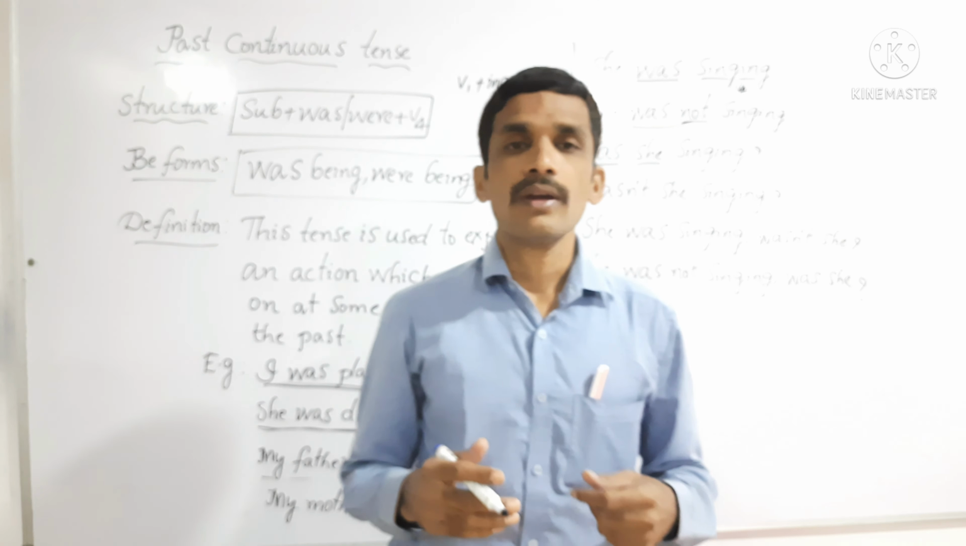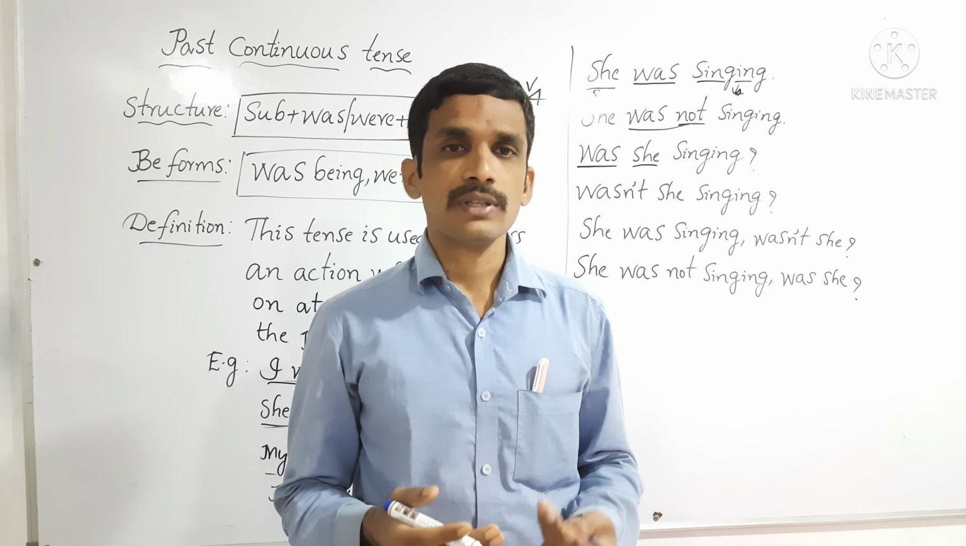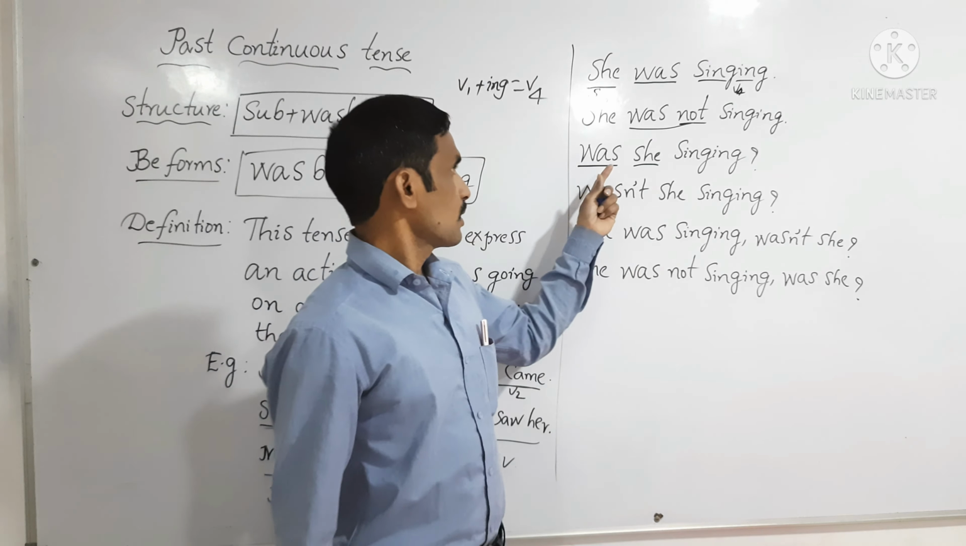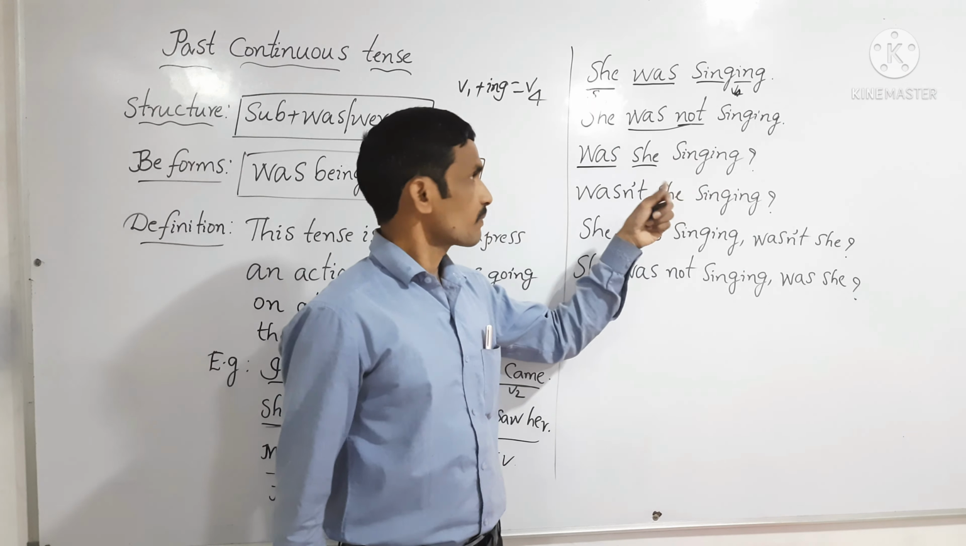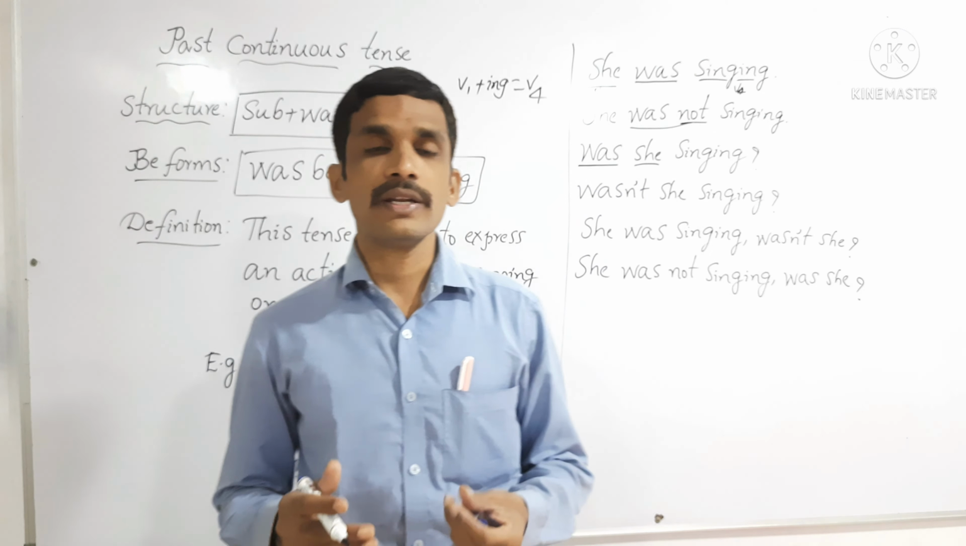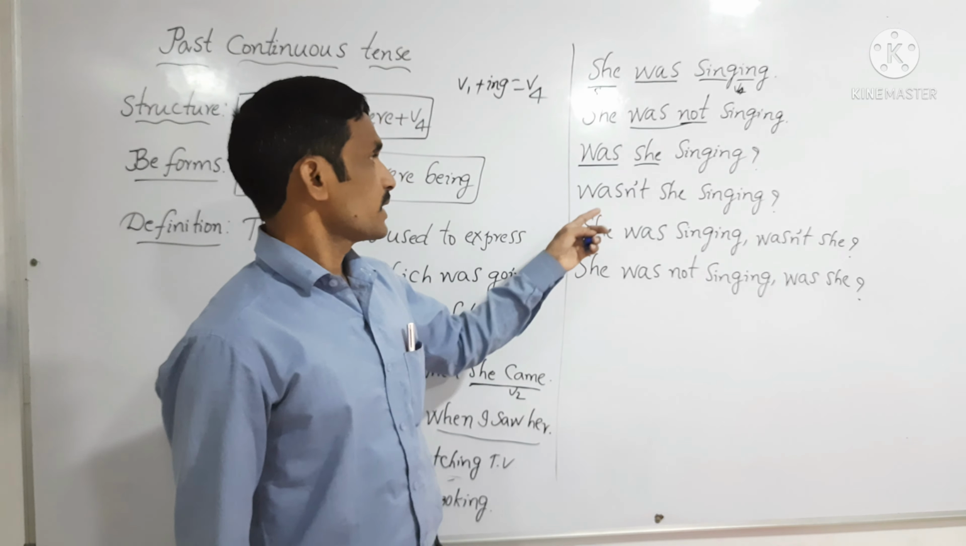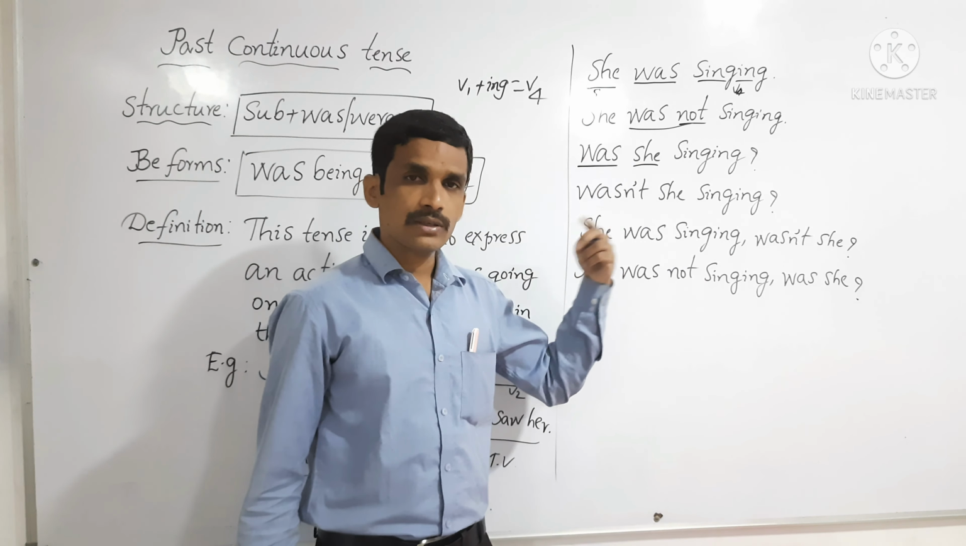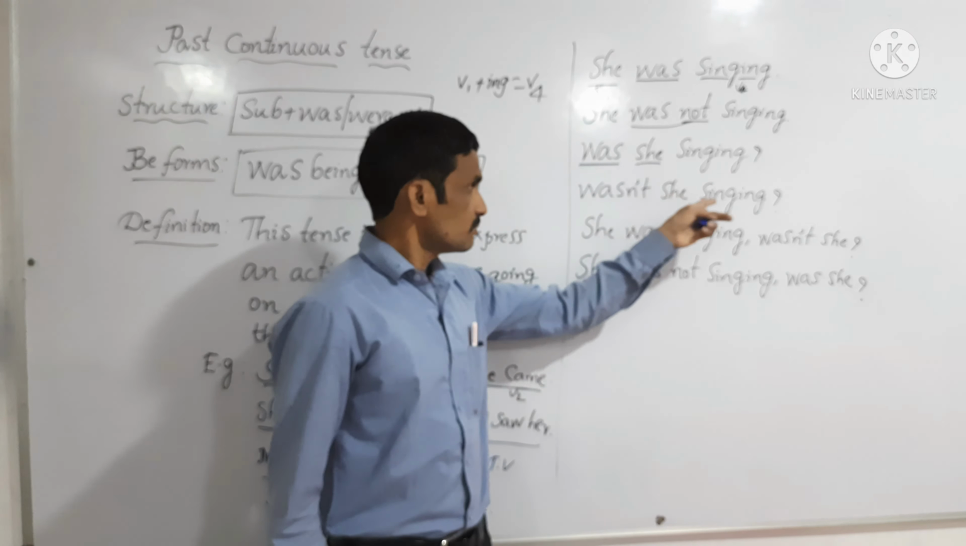Questions begin with helping verbs. So, was she singing? Was she singing? And in order to make a negative question, we have to write was plus not. Was plus not is equal to wasn't. Wasn't she singing?